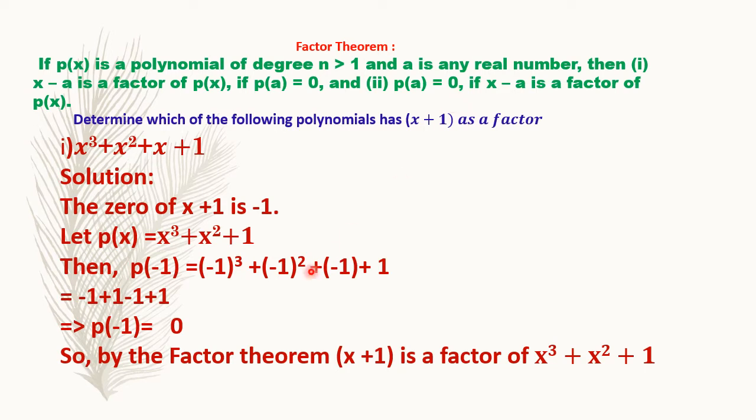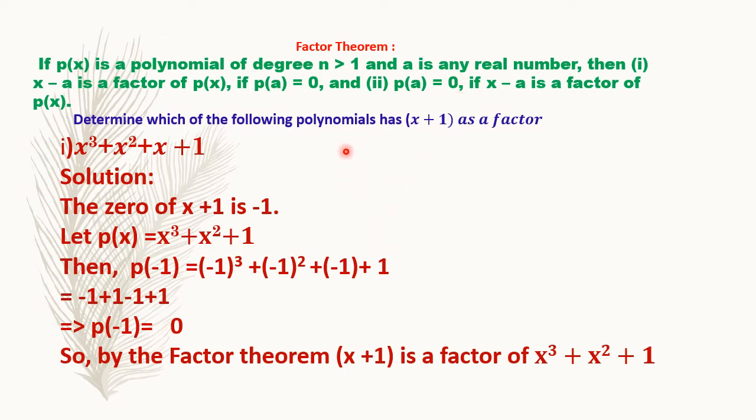If you get 0 as your answer, then that particular x plus 1, or in general x minus a, is called a factor of the polynomial. And in general, we call the polynomial p(x). Now, I think we are clear with the factor theorem.